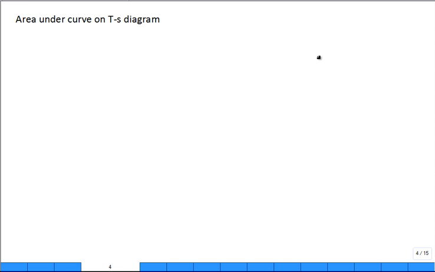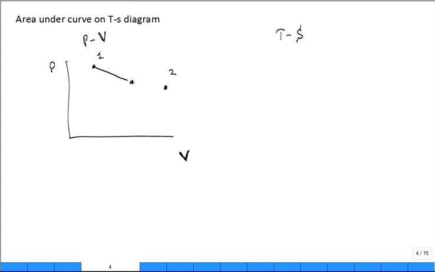The area under the curve on a TS diagram can be interpreted as heat transfer under the special case that it's an internally reversible process. So let's review. How about a PV diagram first and then a TS diagram, and hopefully you see the parallels. So on a pressure volume diagram, let me do a cap V here. It doesn't matter. It could be per unit mass or it could be total volume and total entropy. But we start with state 1, go to state 2. There's a process, 1 to 2.